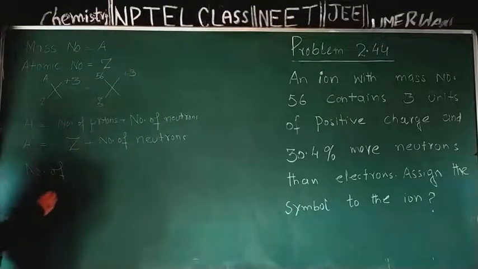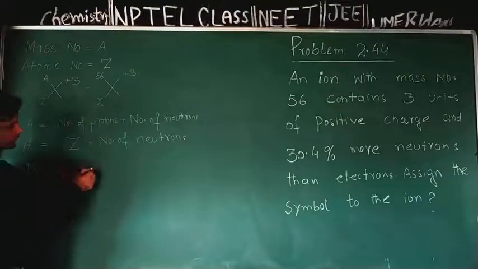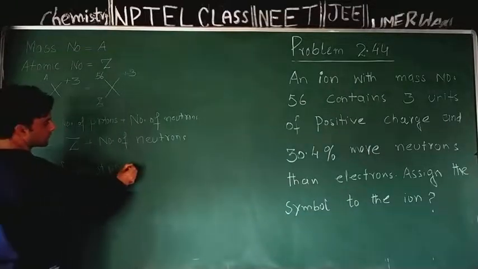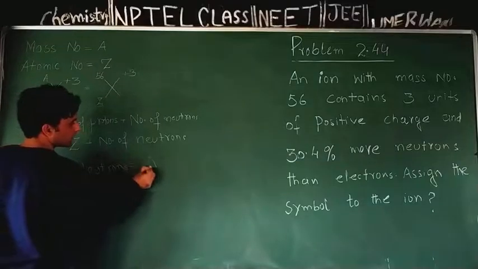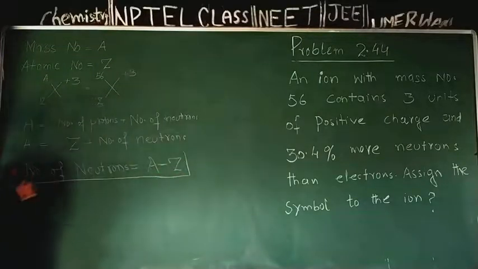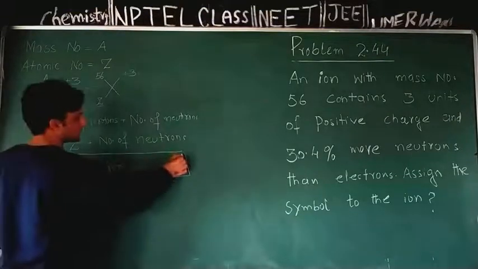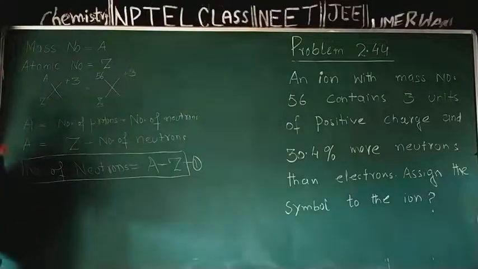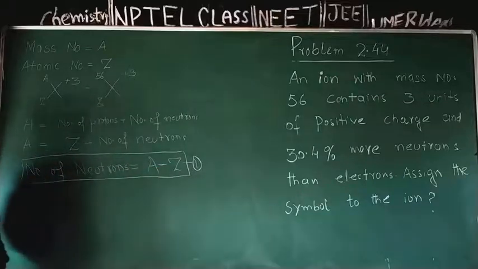For any element, number of neutrons is equal to A minus Z. I will label this equation as equation 1. For any element or for any atom, number of neutrons is equal to mass number minus atomic number, A minus Z.